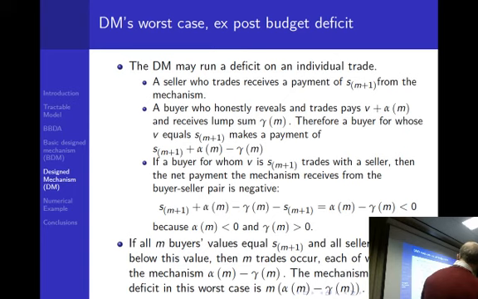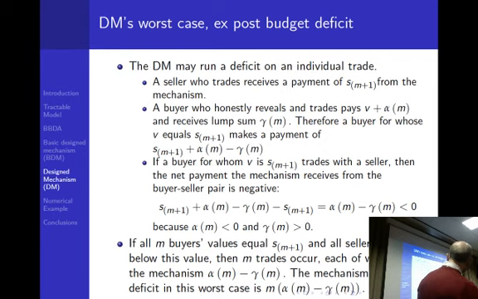gamma_m, and that also is a negative number. He's receiving minus gamma_m, which is a positive number. So he receives this big lump sum, and he pays in a little bit here, plus his valuation. But he's making money here, and then receives the lump sum. Now, this buyer has a value of S_{m+1}.